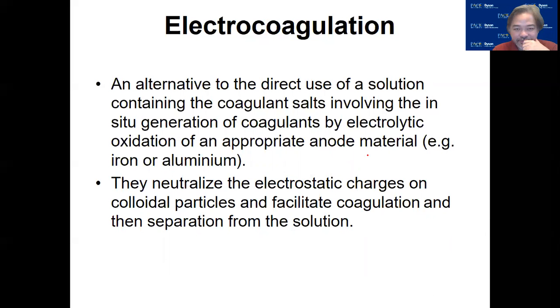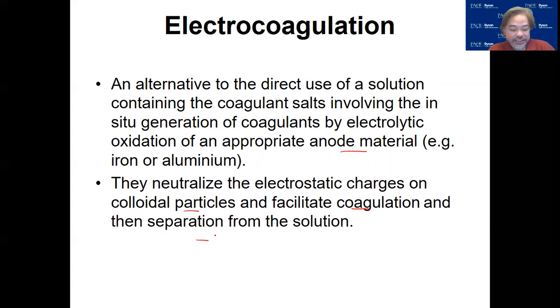So an alternative to electroflotation is this electrocoagulation. This is an alternative to the direct use of a solution containing the coagulant salts, involving the in situ generation of coagulant by electrolytic oxidation of an appropriate anode material. So you just use here an appropriate electrode. What happens here is they neutralize the electrostatic charges on the colloidal particles and facilitate coagulation and then separation from the solution. So you have here the coagulant.